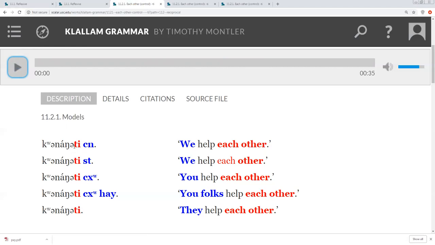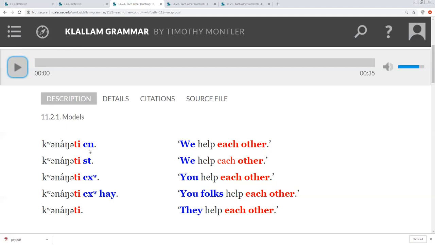The suffix is never stressed. One way to think of it is as a suffix added to the end of the control transitive stem. In the models, the control transitive stem is help him or her. The first model has sin right here as the subject, while the second model has st, we, as the subject.